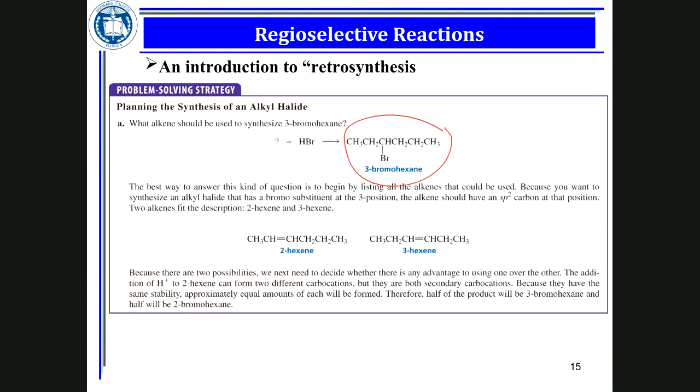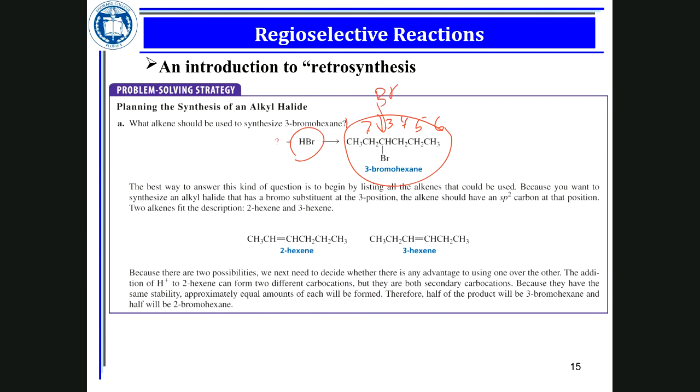What reactant can you use? In this case, we know that when HBr is added, it is going to be added as an H and a Br. Br adds to carbon number 3. So 1, 2, 3, 4, 5, 6. So Br is added to carbon number 3.